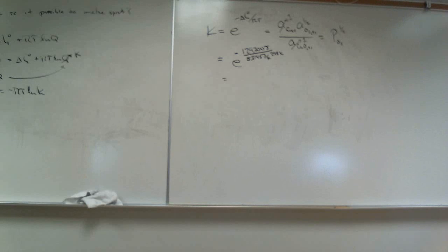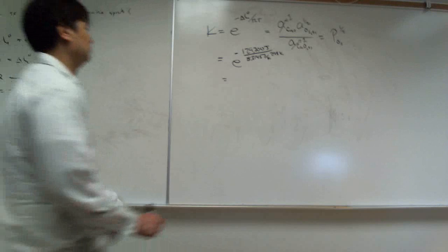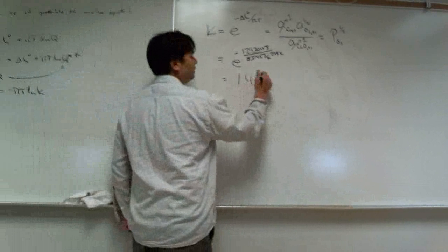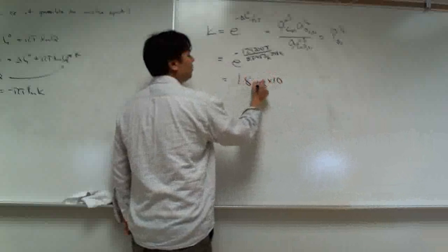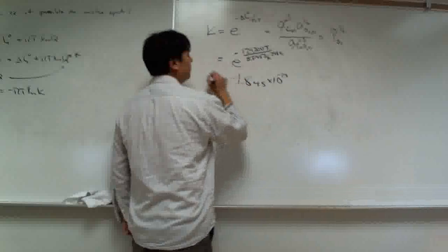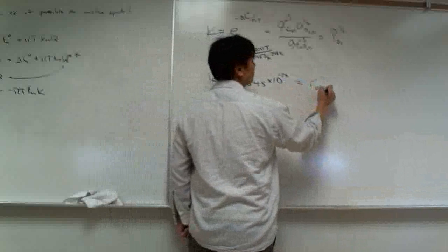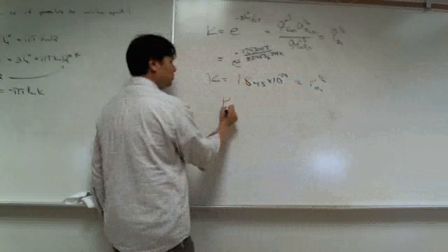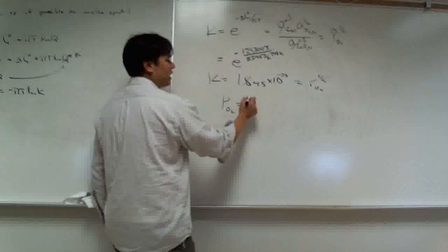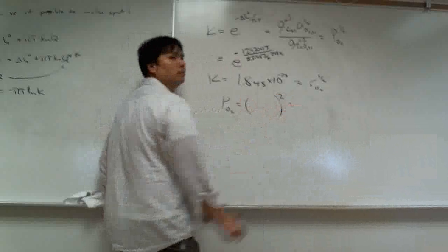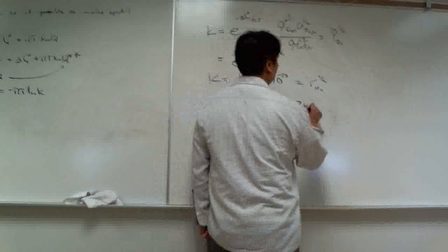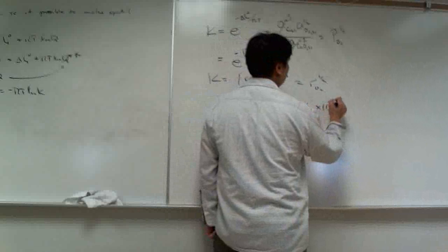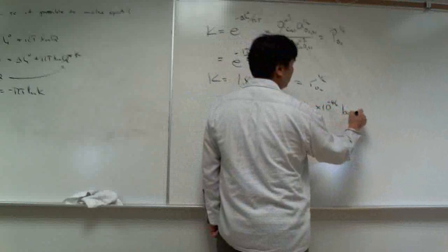I got 1.845 times 10 to the negative 23rd. Yes. This is equal to K, which is equal to the pressure of O2 to the 1/2. And so for the pressure of O2, we'd square both sides. So go ahead and square that. 3.407 times 10 to the negative 46. And the units for this would be bars or atmospheres.